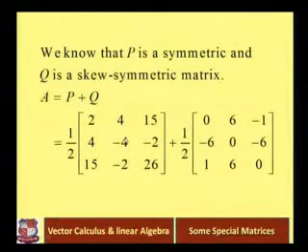So in this result, we saw how to express any square matrix as the sum of a symmetric matrix and a skew-symmetric matrix.